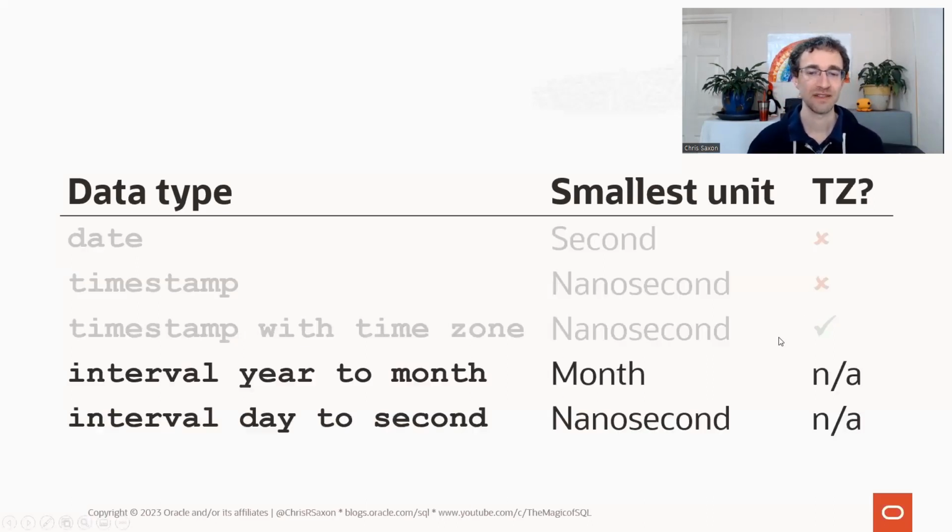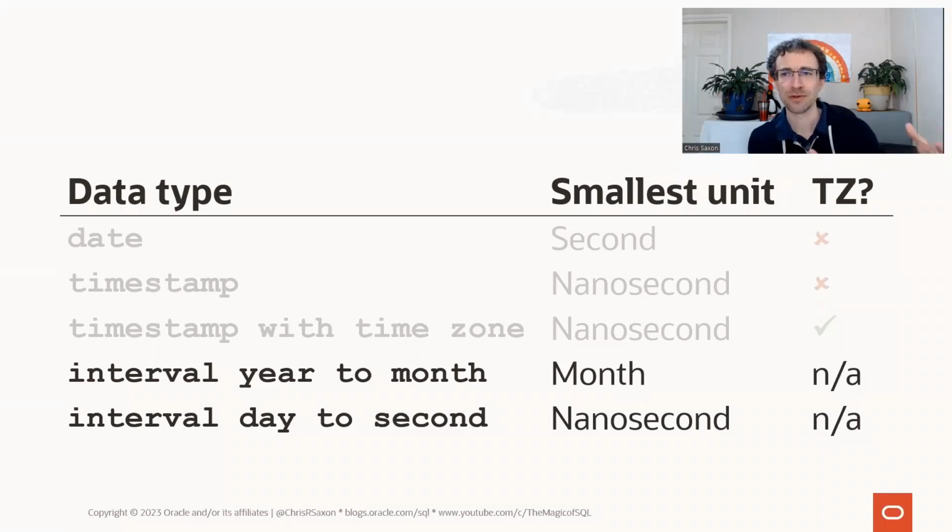As I said, intervals cover a duration, so a length of time. And there are two of these, year to month and day to second. Like I say, they don't overlap in any way. So an interval year to month only stores years and months. It has no information about days and seconds. A day to second interval has no information about months and years.